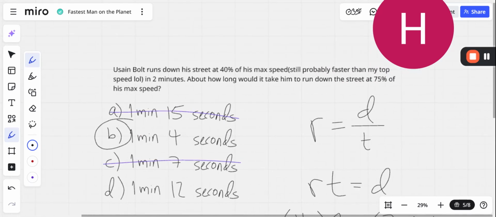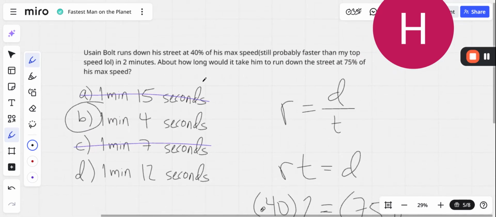I don't know if this is true. I don't know how long his street is. I don't know Usain Bolt personally or where he lives even. I just know he's really, really fast. Faster than all of us.